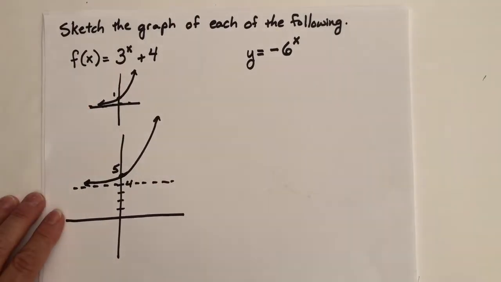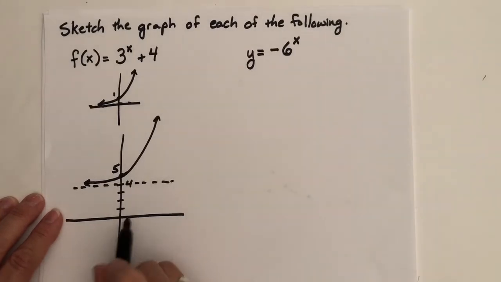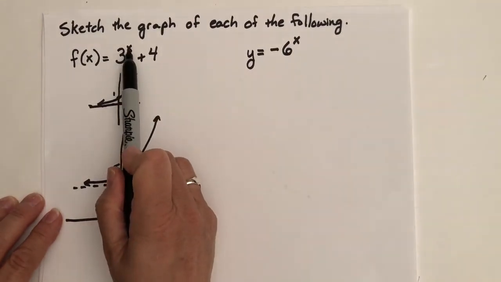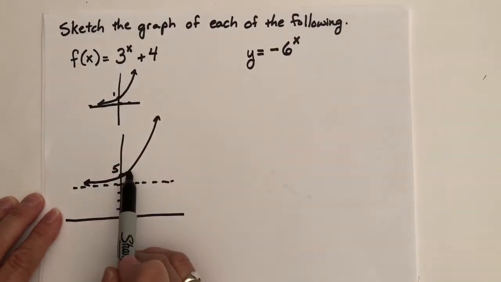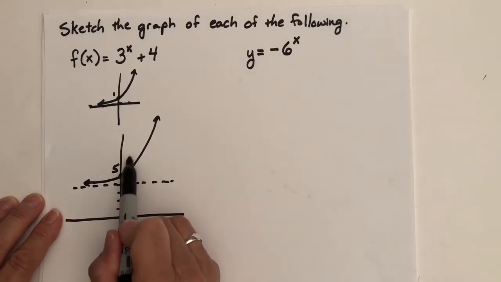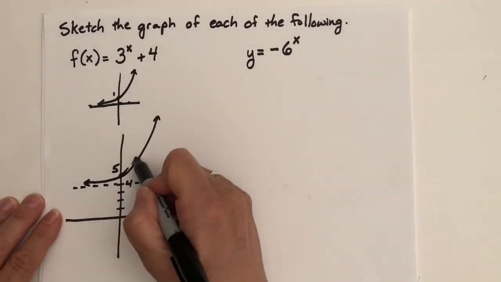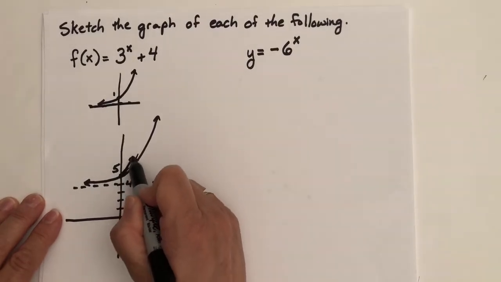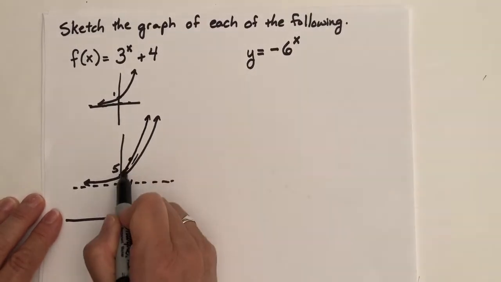If you were needing a little bit more detail, then maybe you could plot a point like 1. Pop 1 in, and you'll find that at 1, 3 to the first power plus 4 is 7. So maybe it's a tad bit steeper, and you could refine your graph and realize, oh, okay, it should be maybe here instead.